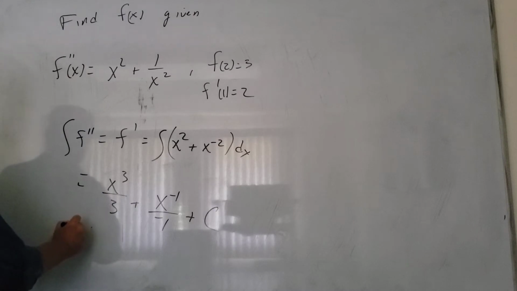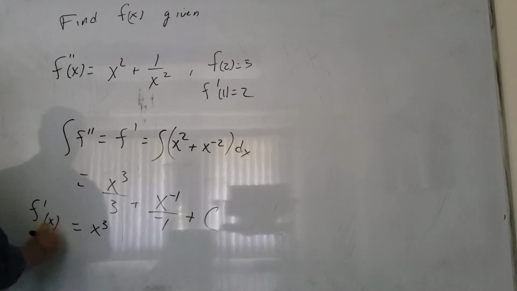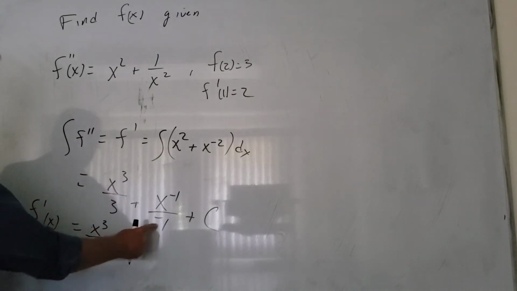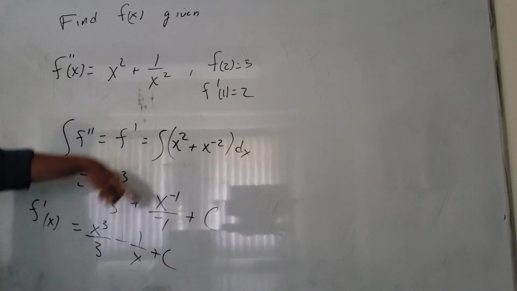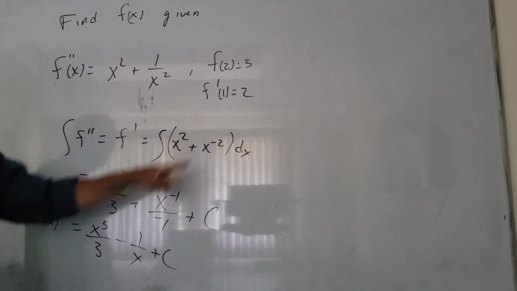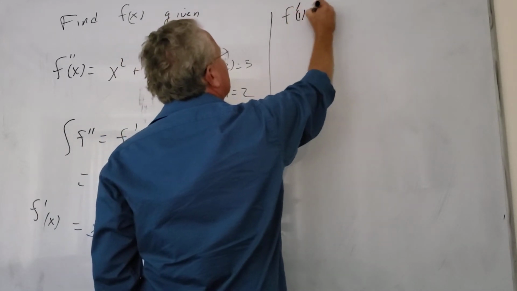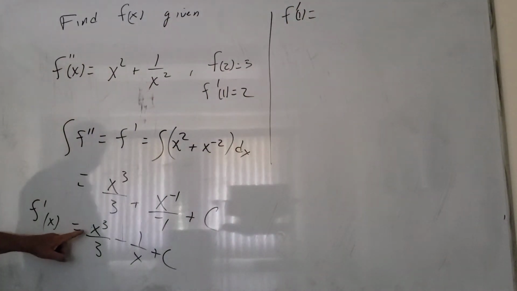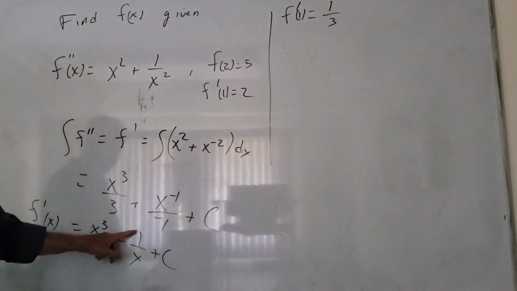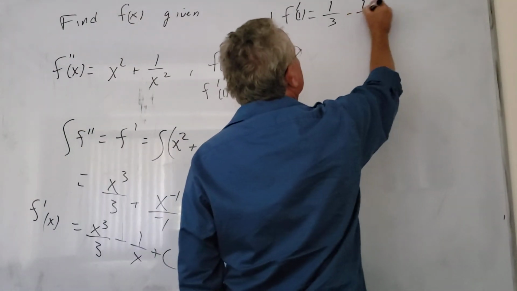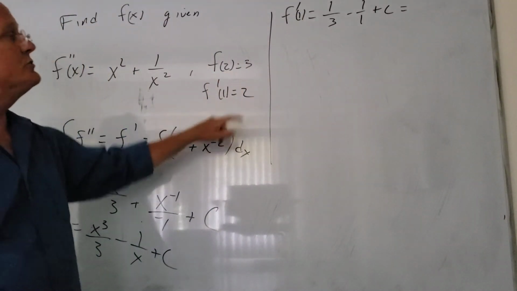So let me rewrite this a little bit. So we have x cubed. Keep in mind this is the first derivative. So we have x cubed over 3 minus 1 over x plus our constant of integration. But we're told the first derivative when x is 1 is 2. So f prime of 1 is, well, we plug in 1, we get 1 cubed over 3 minus 1 over 1 plus c, and we're told that this result is equal to 2.